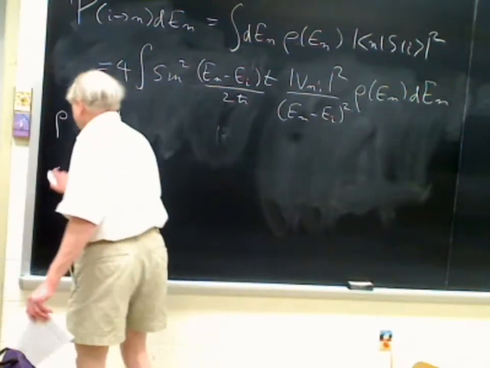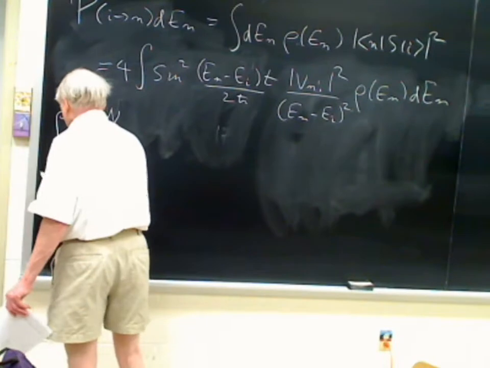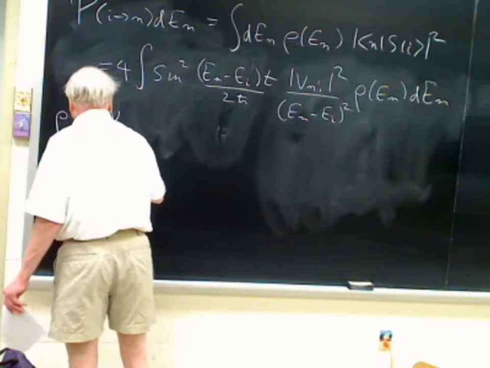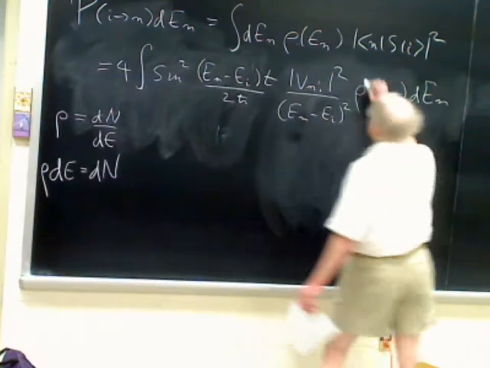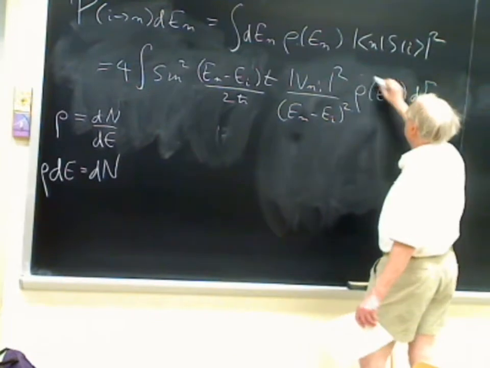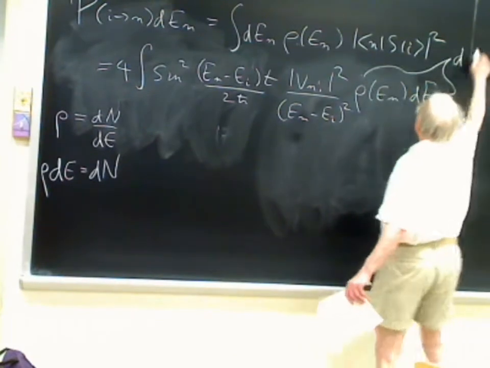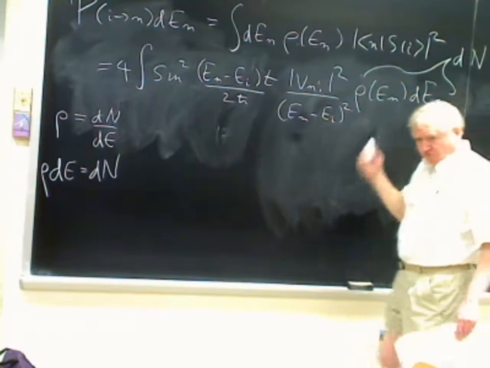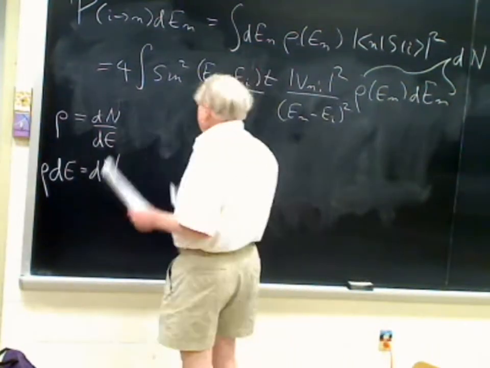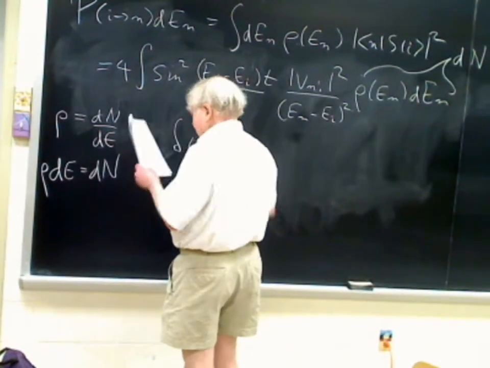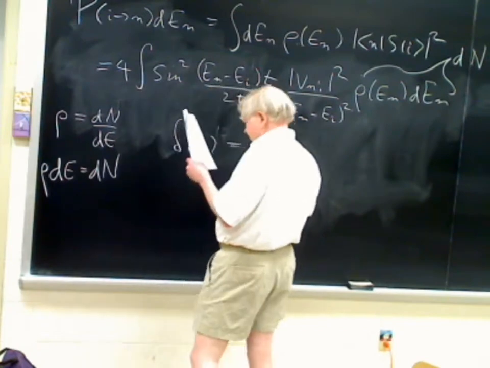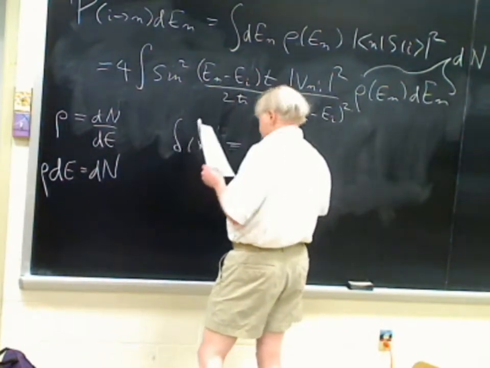So in other words, rho dE is dn. So this is basically dn, the number of final states.